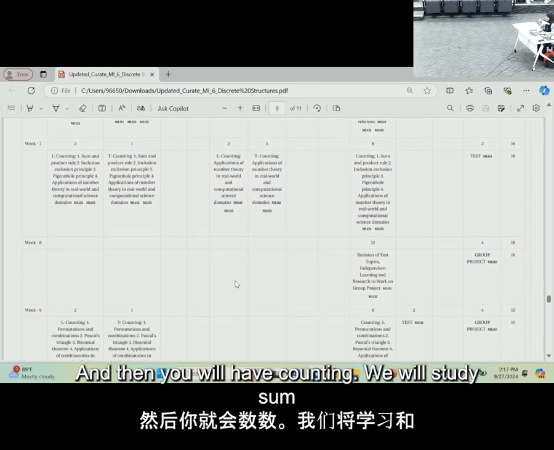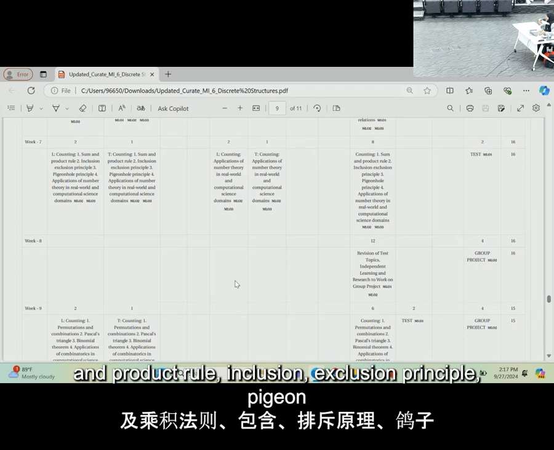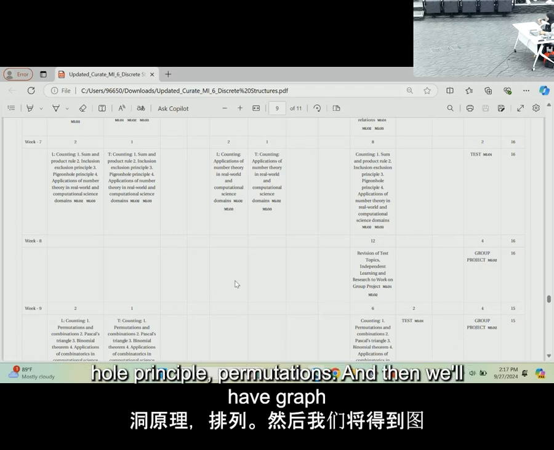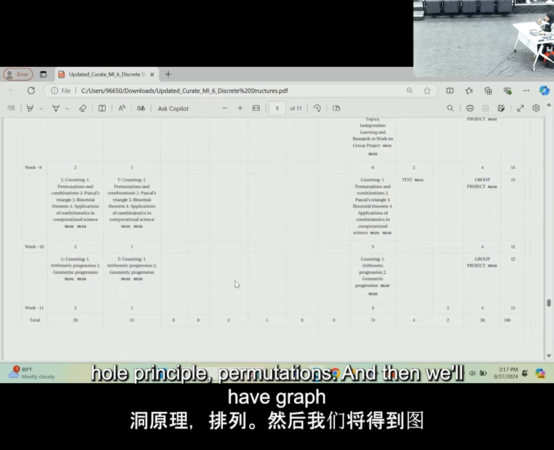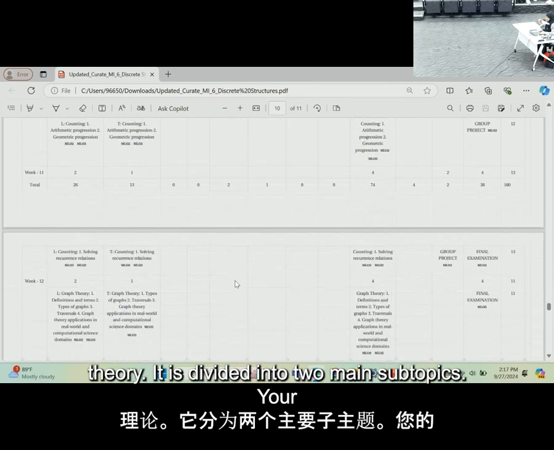And then you will have counting. We will study the sum and product rule, the inclusion-exclusion principle, the pigeonhole principle, permutations, and then we'll have graph theory.